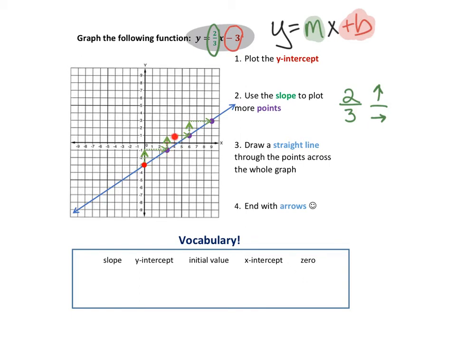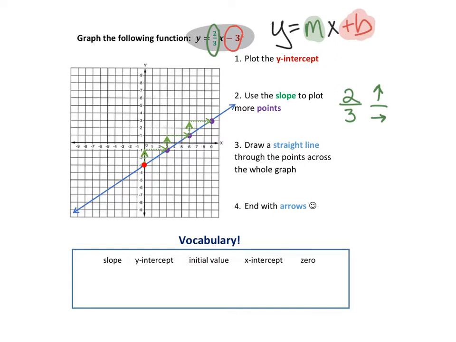Up 1, 2, over 1, 2, 3, up 1, 2, over 1, 2, 3, until you can draw that straight line through all the coordinate points. And then to make your teachers happy, you're going to end your line with arrows to designate that the line keeps going forever and ever and has a domain and range of all real numbers. That's it. That's all you have to do to graph the line.